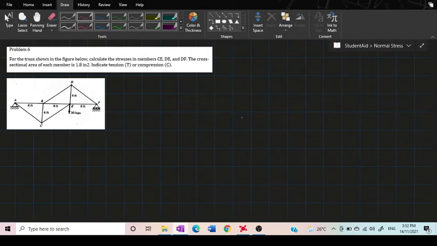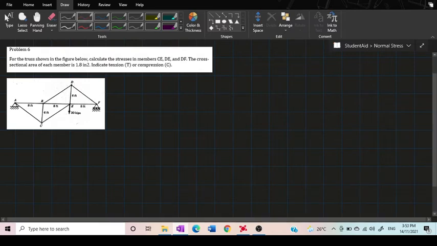For the truss shown in the figure below, calculate the stresses in the members CE, DE, and DF. The cross-sectional area of each member is 1.8 inches squared. Indicate tension or compression. As we can see in the figure, we have a hinge and a roller, so there will be a reaction at these points.